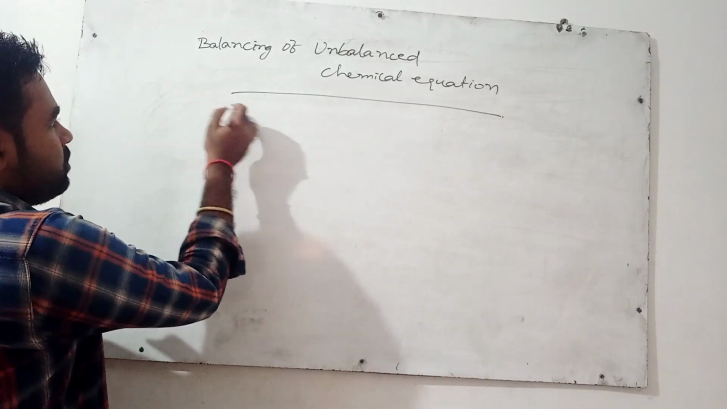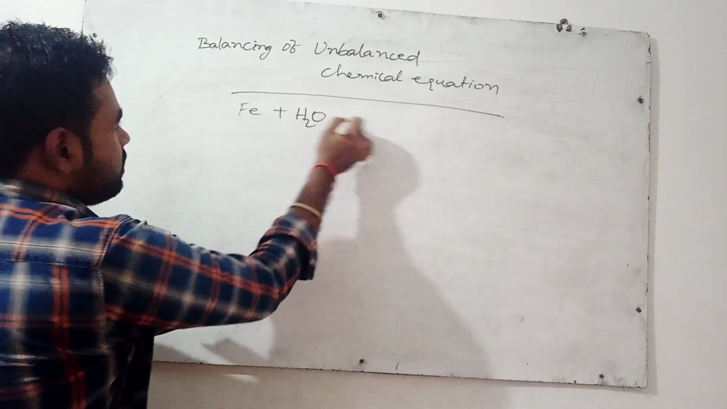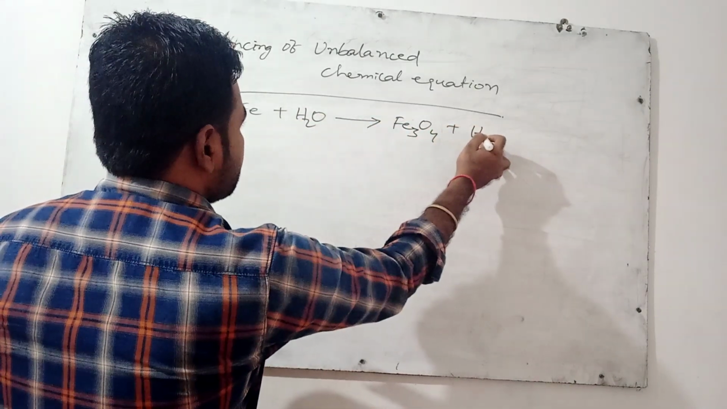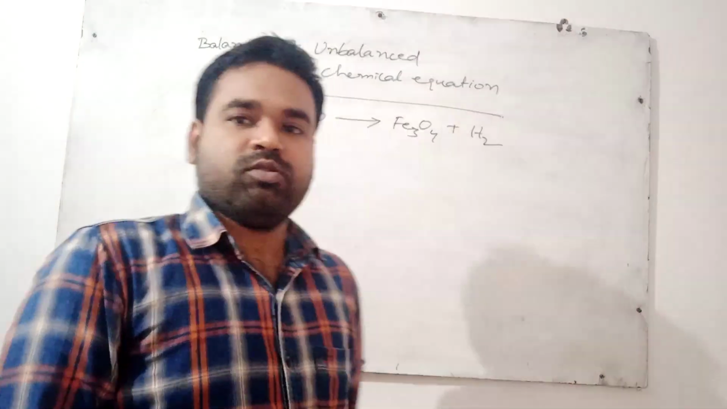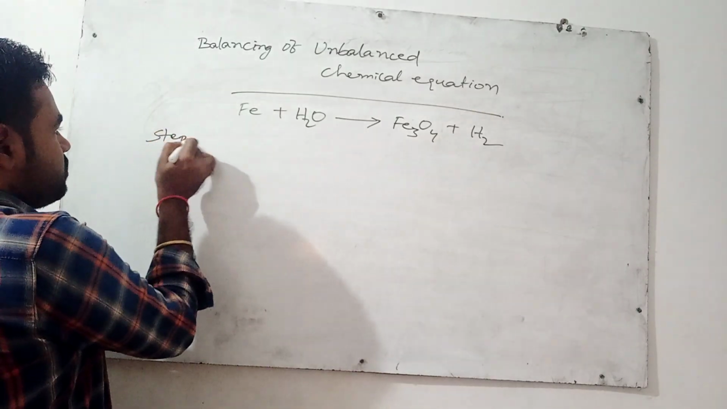Suppose the equation given is Fe plus H2O gives rise to Fe3O4 plus H2. Okay, this is the given equation. We have to balance it. How do we balance it? We have to follow some steps.